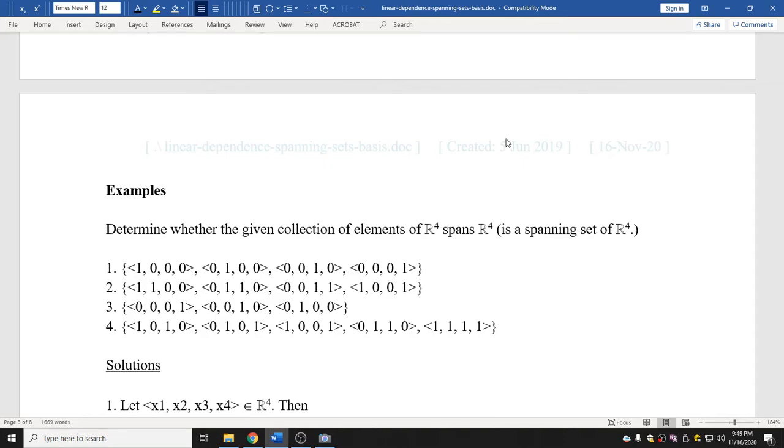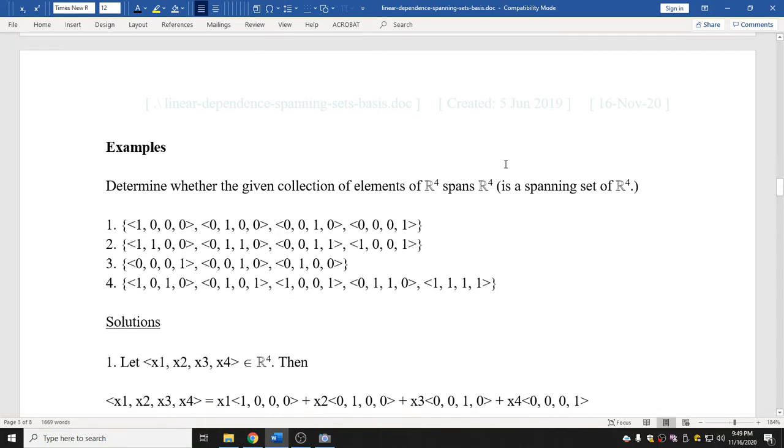Okay, here are a few more examples. We have to be brief in solving them. So this time we're working in the linear space R4. Determine whether the given collection of elements of R4 spans R4.